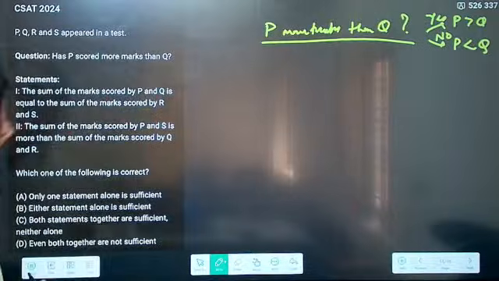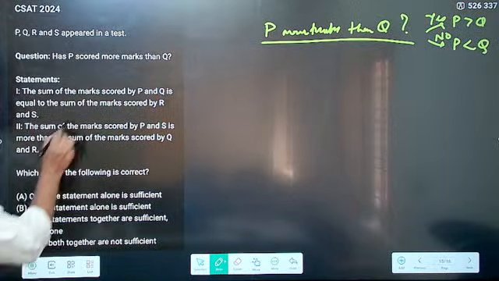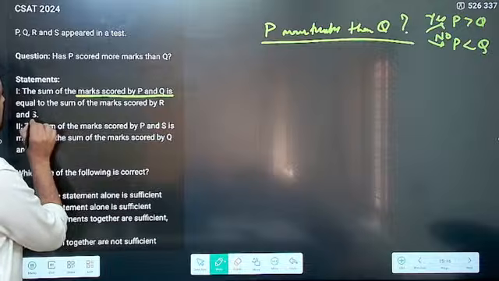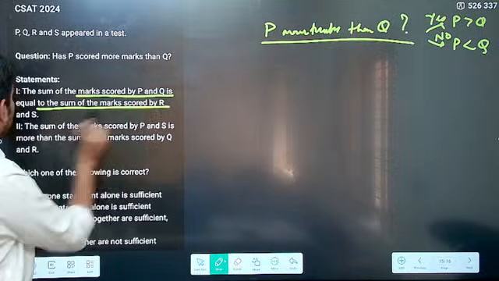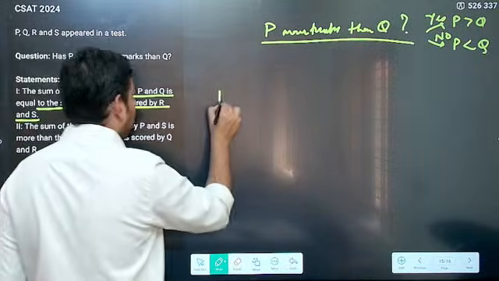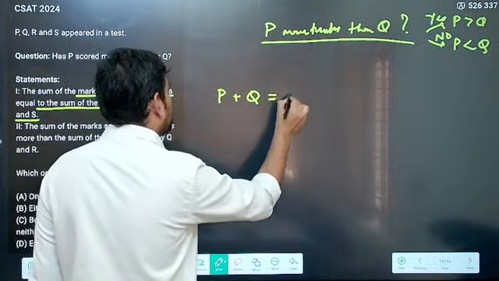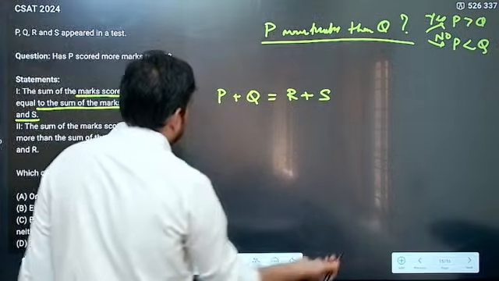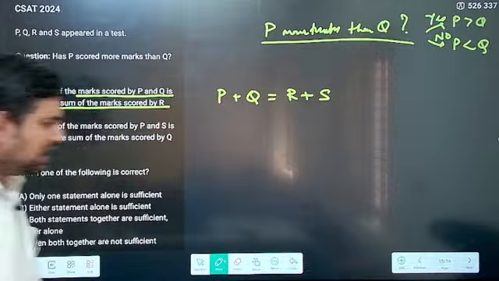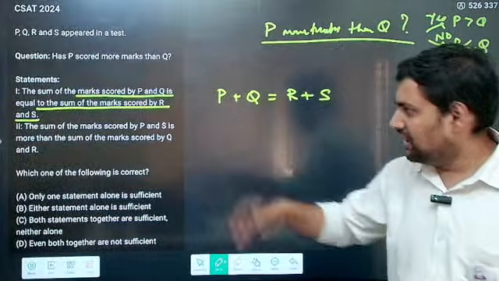Now, let's read the statements. So, first is the sum of marks scored by P and Q is equal to the sum of marks scored by R and S. Okay. So, P plus Q is equal to R plus S. Does not give me much, correct? Because I can have very vastly different numbers.